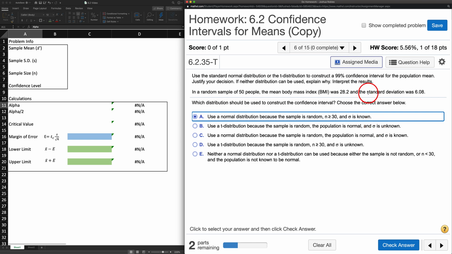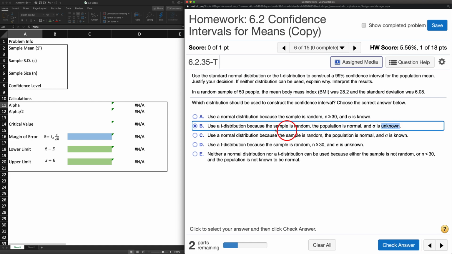So the question: is this standard deviation given, 6.08, for the entire population or for just the 50 people? Based on the structure there, it sounds like that standard deviation is only from those 50 people. And so we do not know the population standard deviation. It is unknown. We only know the sample standard deviation. You want to be careful. You always have to know which standard deviation it is.